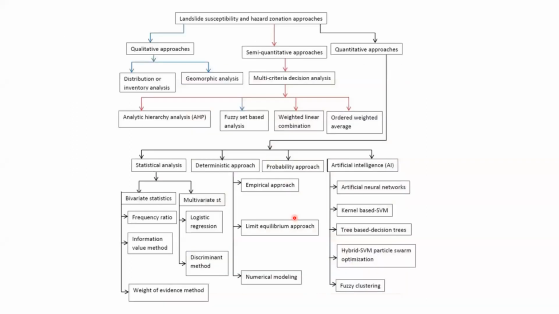This is a very complicated keyword search given by a researcher who is carrying out research on landslide susceptibility, right? The main theme is landslide susceptibility and hazard zonation approaches, right? Then what are the main approaches? Quantitative approaches, semi-quantitative and qualitative. So, what are the quantitative approaches? There are 2. Semi-quantitative, there are so many others. Qualitative, there are so many others.